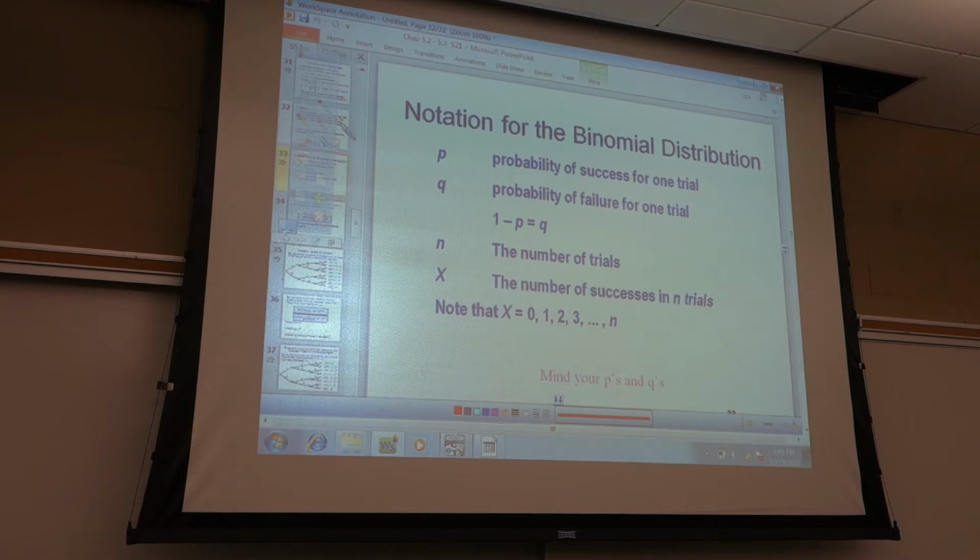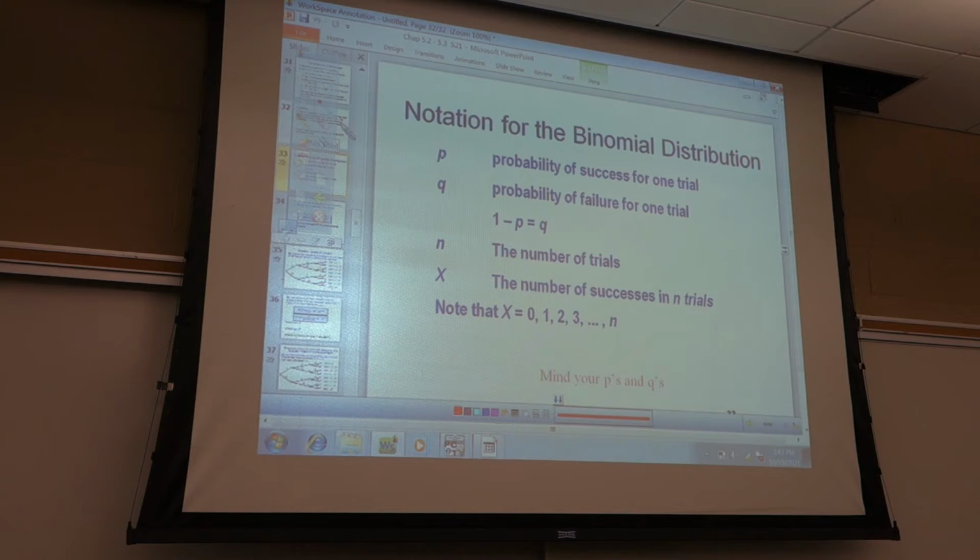Little q is the probability of failure. So in other words, 1 minus little p. Little p and little q, they have to add up to 1 or 100%. It's either you draw a white marble or you don't. N is the number of trials, in other words, how many times you're drawing. And then X is the number of successes out of N trials.